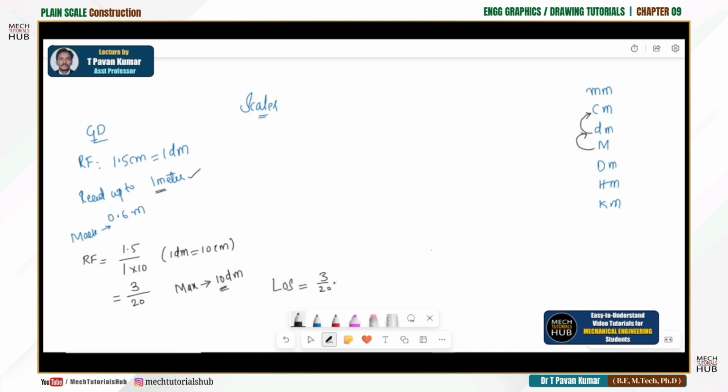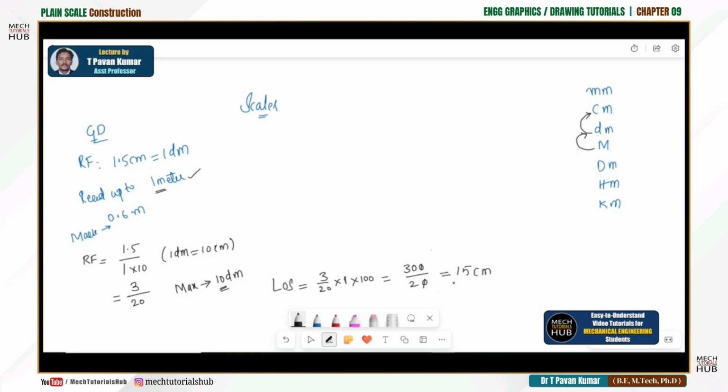3 by 20 multiplied by whatever the maximum distance we have calculated, which is 10 decimeters. So again, what I do, 1 is already given, 1 meter multiplied by 10. If I say 10, it will come to decimeters; if I say 100, it will convert to centimeters. That meter is converted to centimeters. If this is the case, then I calculate that is equal to 300 upon 20. I'm going to get 15 centimeters.